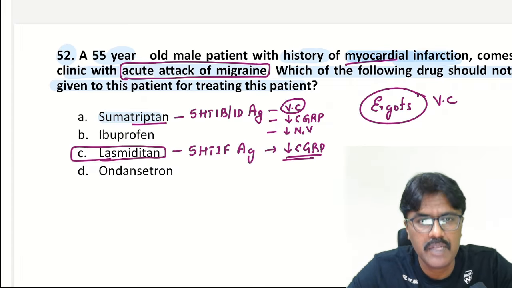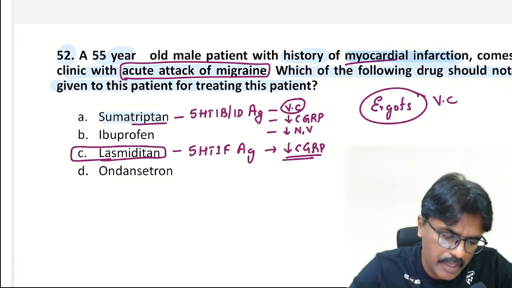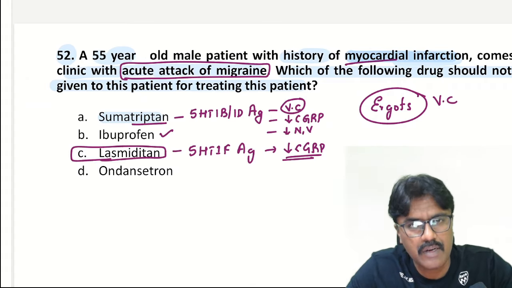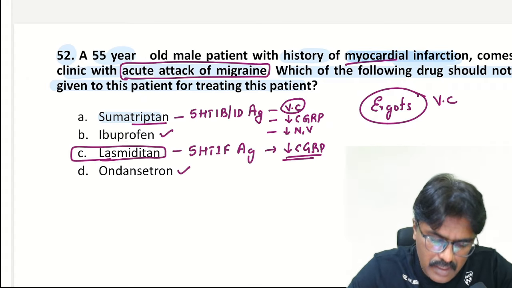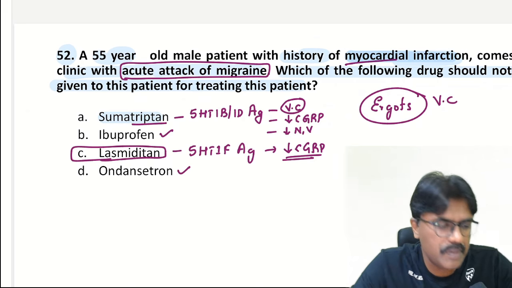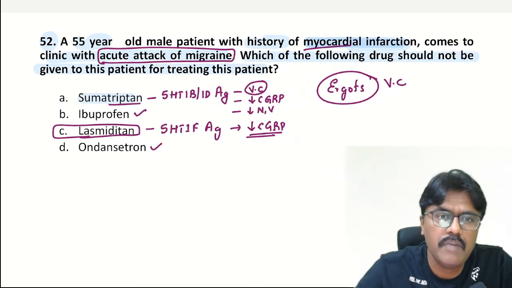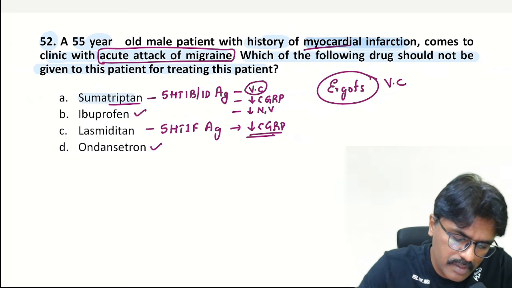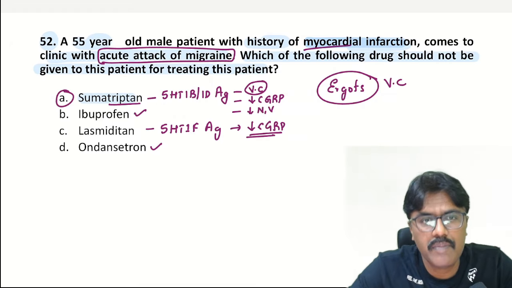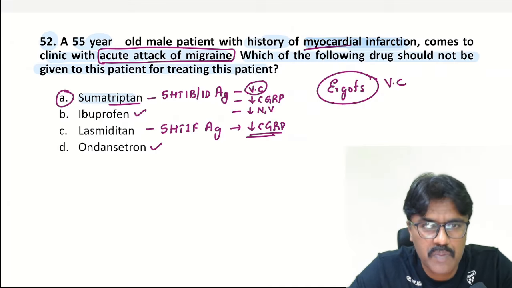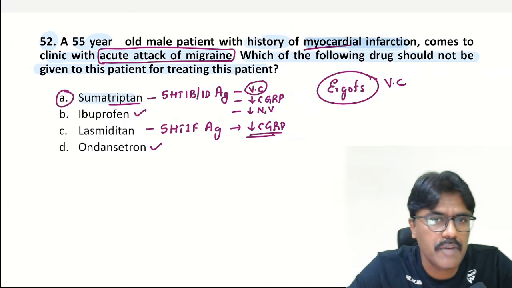So I can go with lasmiditan. Can I use ibuprofen? Yes, NSAIDs can be given in acute attack of migraine, but not the drug of choice. Triptans or antiemetics, I can give it. But the best option, what is the question asking? What should not be given? So what should not be given? It is option A, sumatriptan should not be given. But what can be given is lasmiditan, ibuprofen, ondansetron, but cannot be given is sumatriptan.